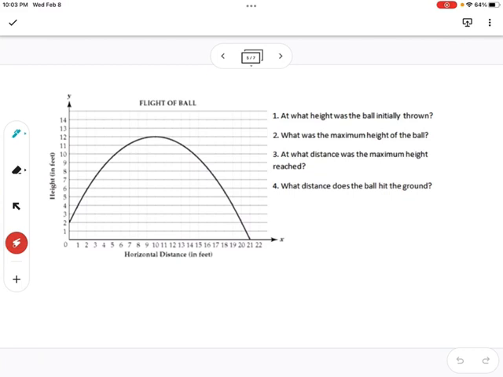We notice with the graph, it's telling us the flight of a ball. Along the x is giving us our horizontal distance. Along the y is giving our height. So the first question is asking, at what height was the ball initially thrown? So being initially thrown is starting at the 0 point here. So where is the initial height? We see is at this point here, which is 2 feet.